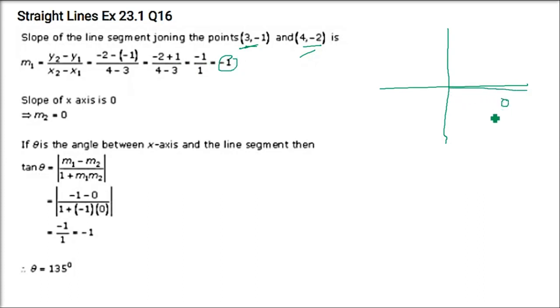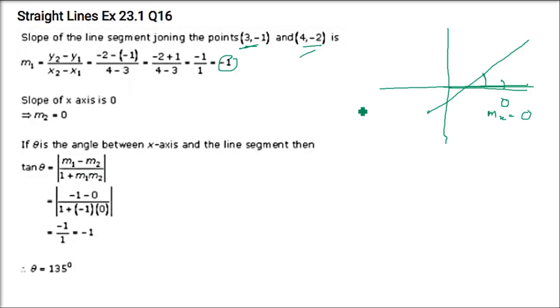Now what is the slope of the x-axis? It is 0, because the slope has to be found only from the positive axis. Since it is the x-axis itself, the slope will be 0. There will be no angle between the x-axis and the x-axis. Now we have to find the angle between the x-axis and the line segment. We have m1, which we just found, minus 1, and another slope m2, which is 0. We have to find the angle between the x-axis and this line.